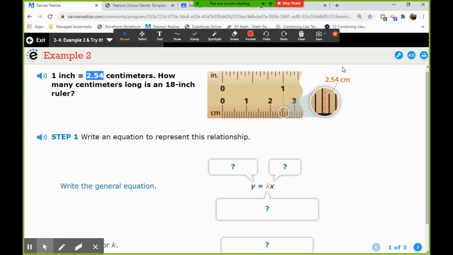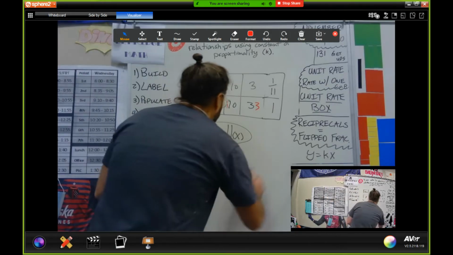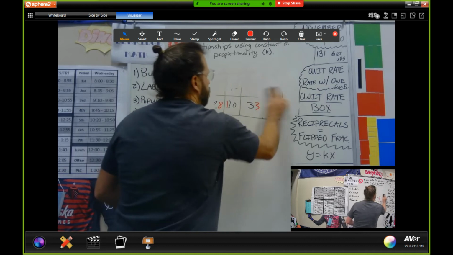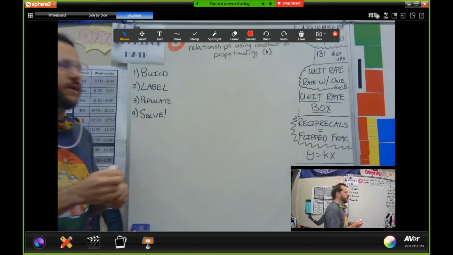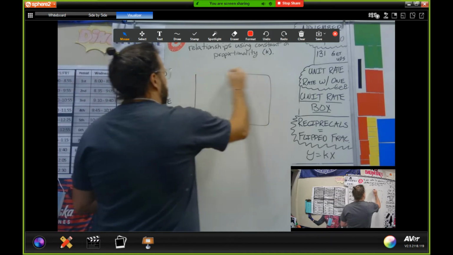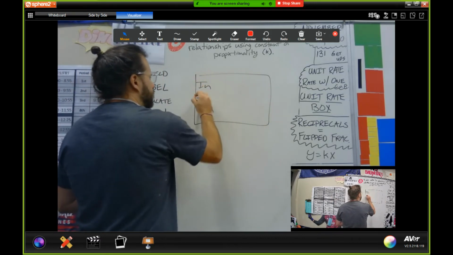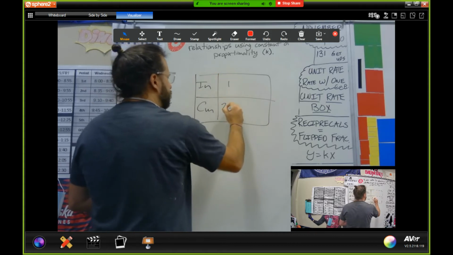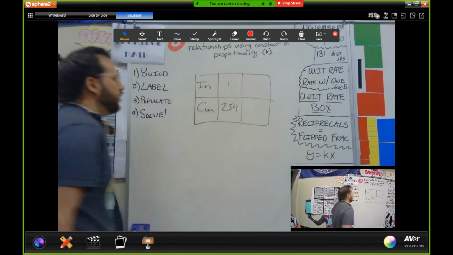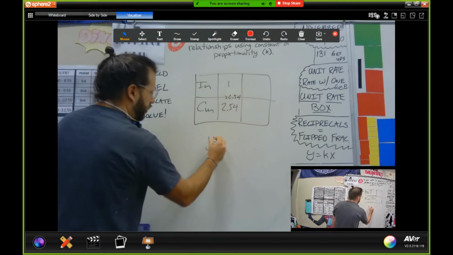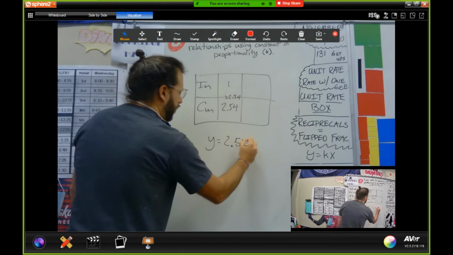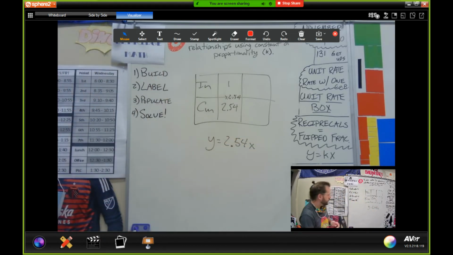Think about if I built a unit rate box. This is a good strategy to fall back on. If you're not really sure, just try to build a unit rate box. What would it look like? If I built a unit rate box with inches and centimeters, I know that 1 inch is 2.54 centimeters. So I can see what's happening here. I'm multiplying by 2.54, so that tells me that my equation is y equals 2.54x. That's what our equation is going to look like.